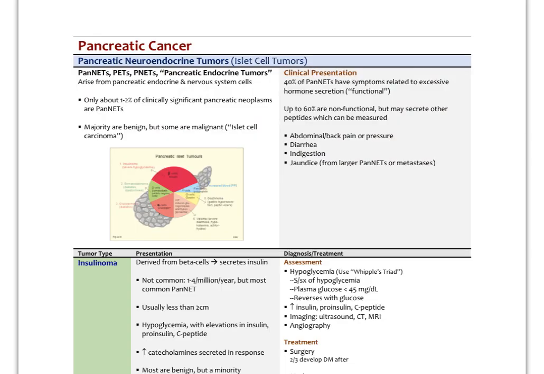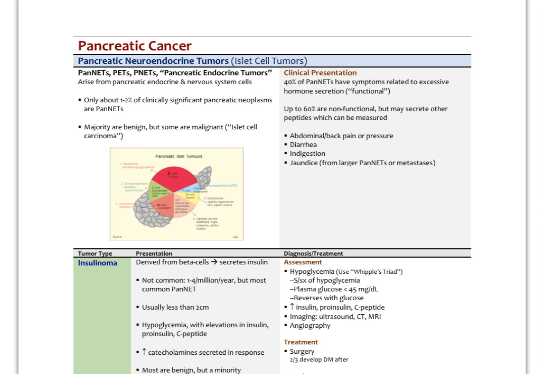Finally, I'll say a few words about pancreatic neuroendocrine tumors. Again, these are less than 2% of all pancreatic cancers. These arise from the islet cells. They go by various names, PNETs, PETs, pancreatic endocrine tumors. The majority, fortunately, are benign. They're actually not malignant. Some of them can be malignant, though, and that would be what we call islet cell carcinoma.